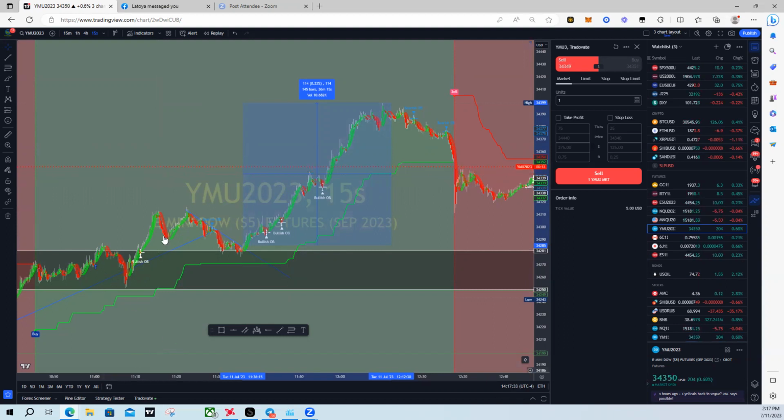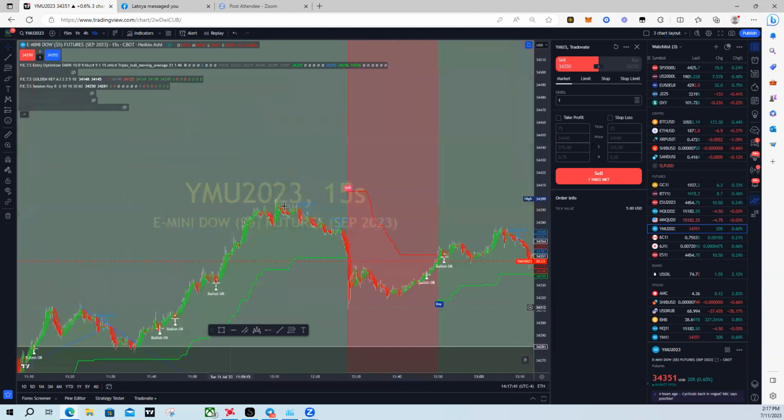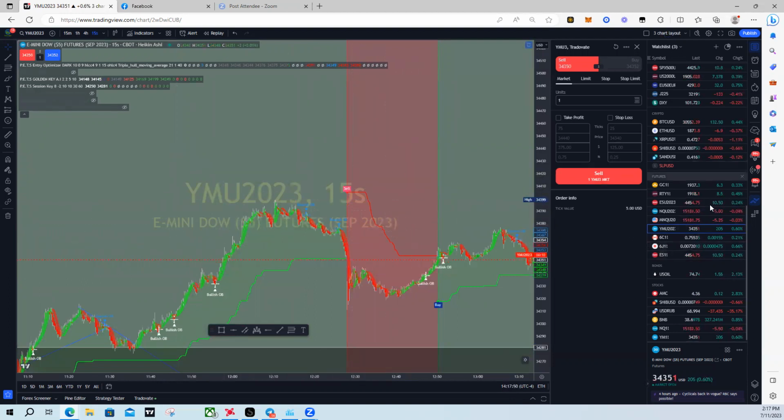But look at these moves. I mean, on the 15-second chart, we don't have to wait hours and hours. Now, of course, you got to wait for the setup. Say, for instance, we're all the way up here. We don't have a session key to work off of. We don't have a golden key to work off of. You're late to the party. You just want to wait, or you just simply find another trade.